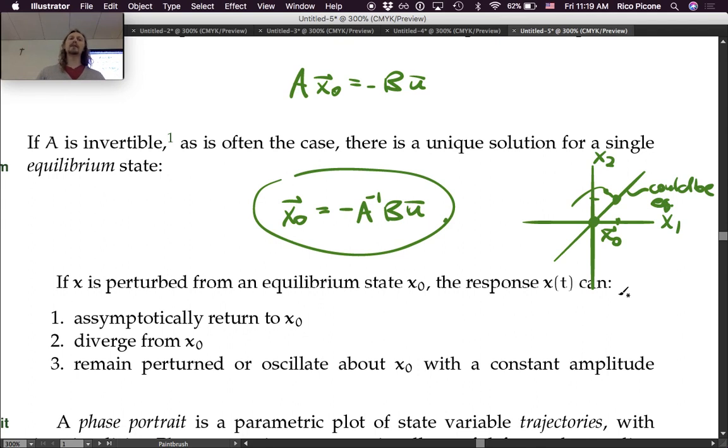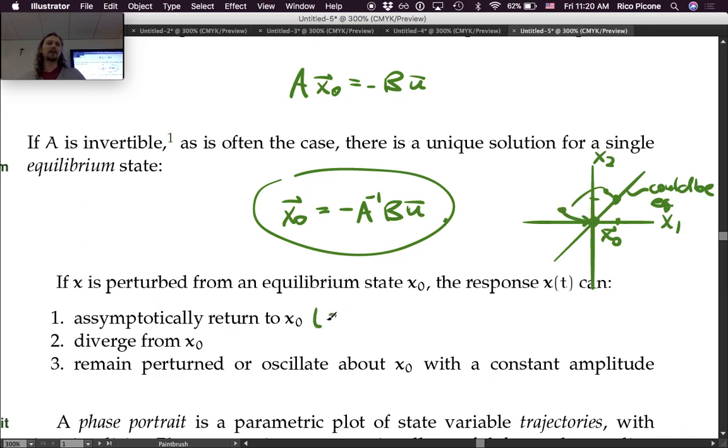So if x is perturbed from an equilibrium state, x naught, the response, which is to say the solution to the state equation, which we've learned how to do in MATLAB, right? Just like simulating it, a step response or whatever. We learned how to do that, but we haven't really learned how to solve it analytically yet. But if we were to solve for what that response was, it can asymptotically return to equilibrium. So if you moved it away from equilibrium, it can go back to equilibrium. That would be this case.